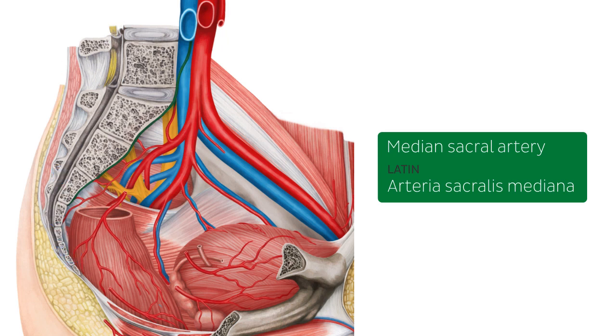Now, this artery anastomoses, or forms a connection, with the iliolumbar artery and the lateral sacral arteries, while also providing small branches to the posterior surface of the rectum.